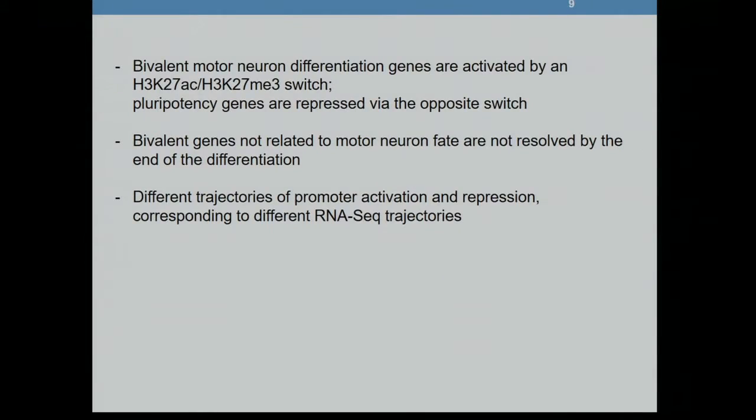We have the bivalent motor neuron differentiation genes. They are activated by the switch, and the pluripotency genes are repressed by the opposite switch. You have the bivalent genes that are not related to the motor neuron fate, they stay the same. And we can see that during differentiation, although our system is homogeneous, there is not one trajectory for activation, there are multiple trajectories. Okay, so now we know that this happens, and we know that we induce 3 factors, and that inducing these 3 factors is what causes this. So naturally, we want to ask, how are these 3 factors doing that?